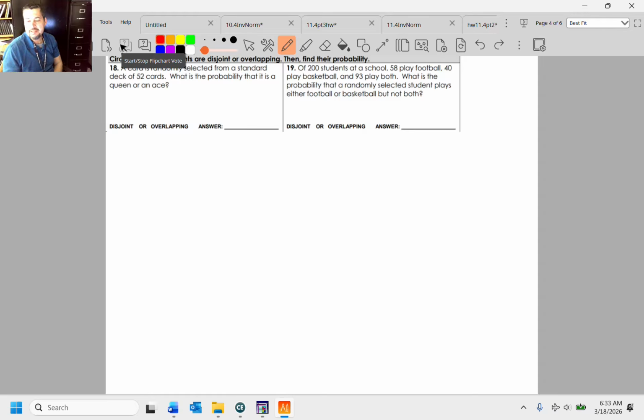All right, let's look at 19. Of 200 students at a school, 58 play football, 40 play basketball, and 93 play both. What is the probability that a randomly selected student plays either football or basketball, but not both? So these do have overlap because we talk about playing both. So we've got to follow a formula here.